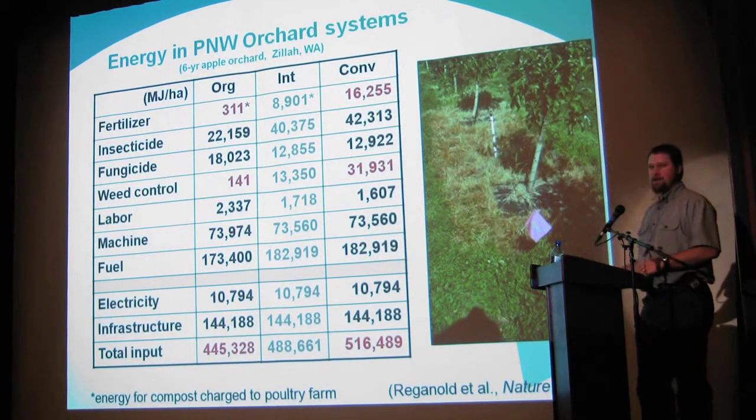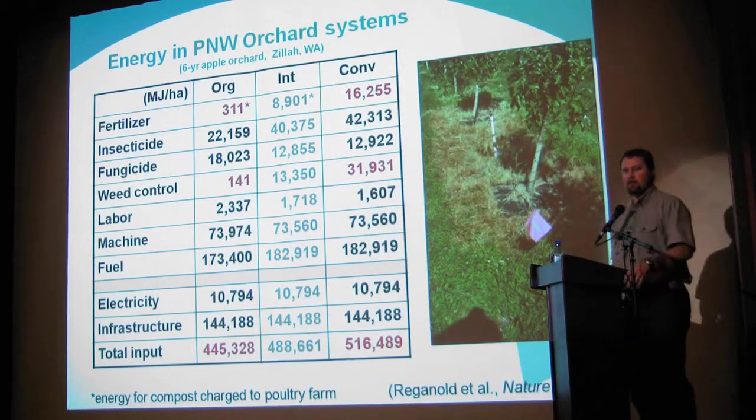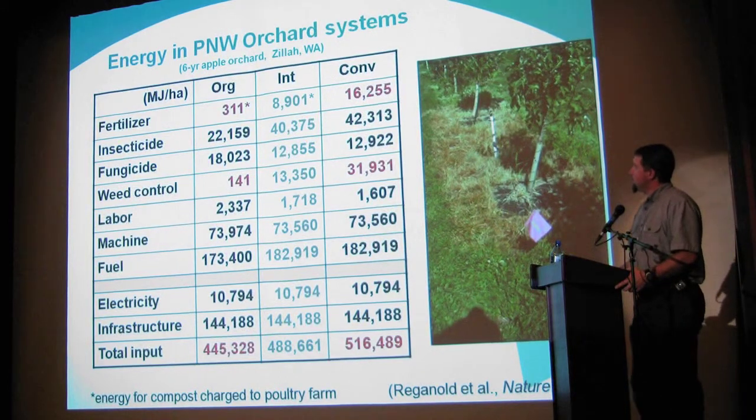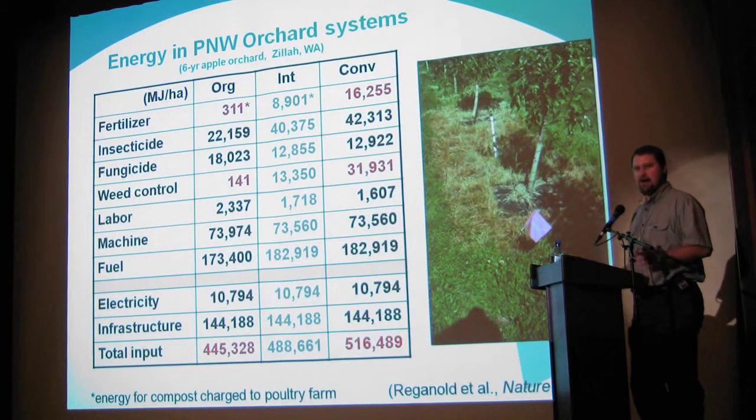Well, and David Granatstein, who came and presented to you a couple months ago, he and I looked at that when we were preparing another presentation, and we looked at a couple numbers. We looked at fertilizer inputs and weed control, and we thought, something is wrong here. So fertilizer input, only 311 megajoules per hectare, that's nothing. So we asked what John did, and he said, well, we charged all that energy to the chicken farm where we got the compost. And David was kind of, well, you can't just charge all that energy somewhere else and not consider it in the system, especially if you had to truck it 150 miles to Zillow.